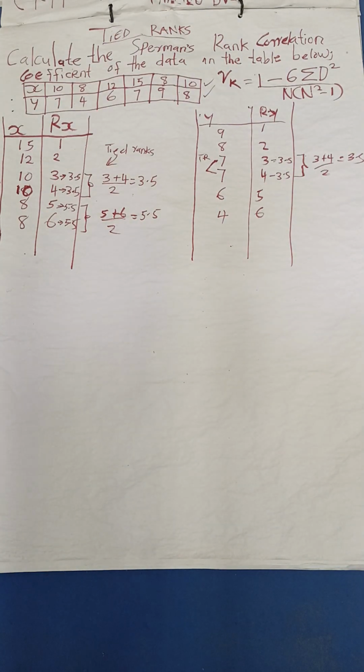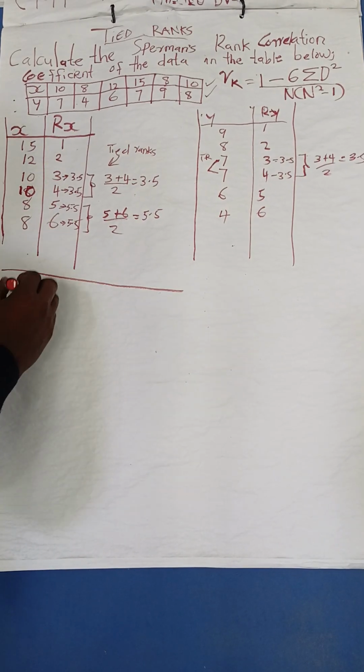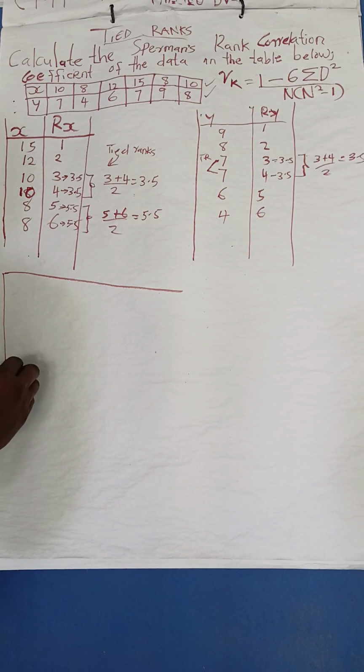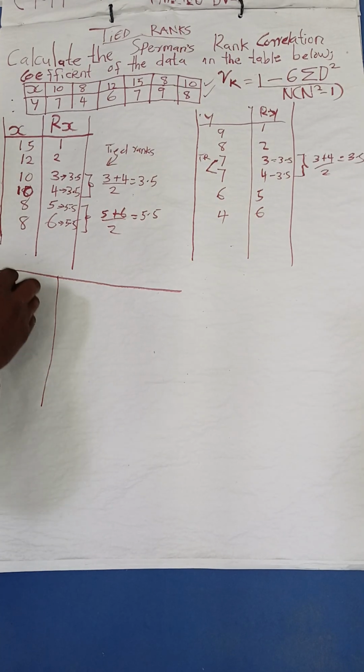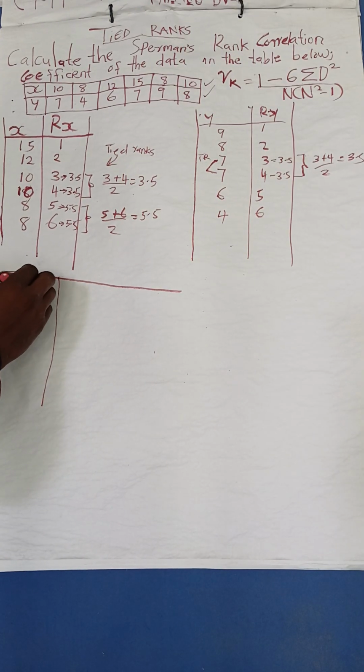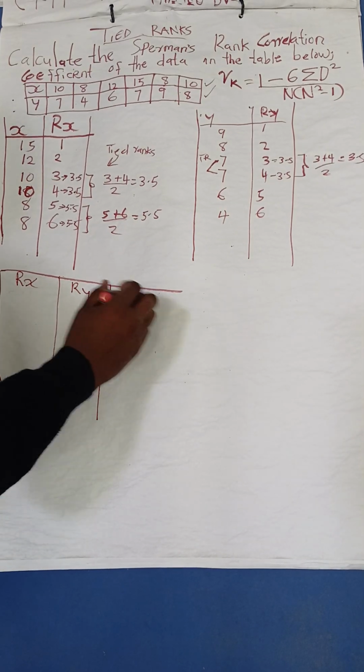So what is remaining is to come up with the final table, so that we can get the difference in ranks, and then we get the D squared. You can call it the final table here. We'll start with the rank X, then the rank Y.